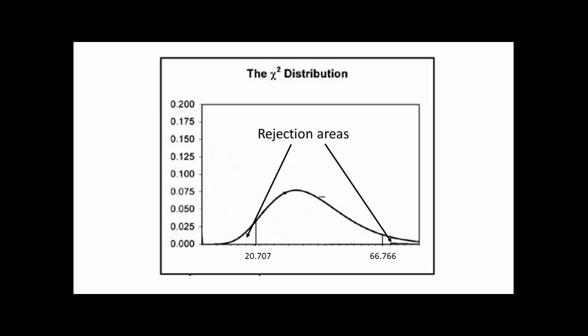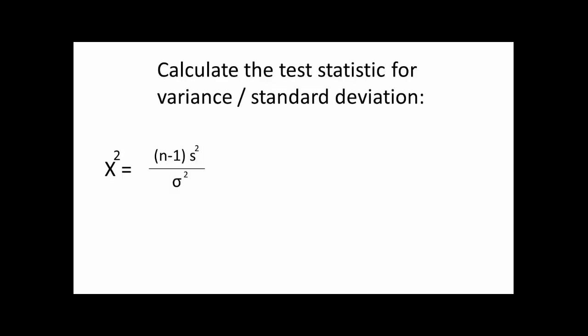The formula for the test statistic for a variance test is the same as for a standard deviation test, and that formula says chi squared equals n minus 1 times s squared over sigma squared. For sigma, assume it has the value given in H0. Once you reject or fail to reject the null hypothesis, you can interpret what that means for your claim.